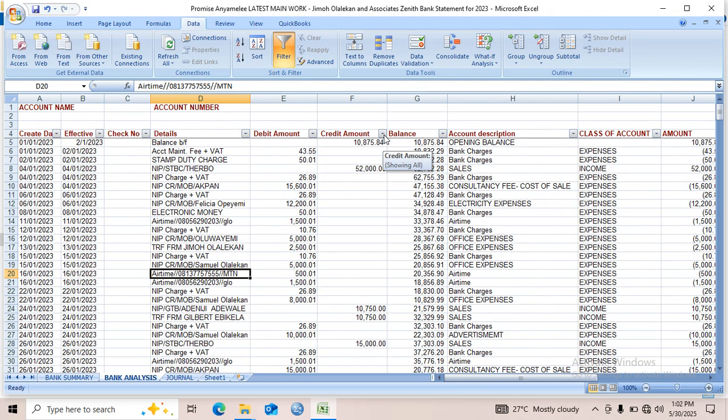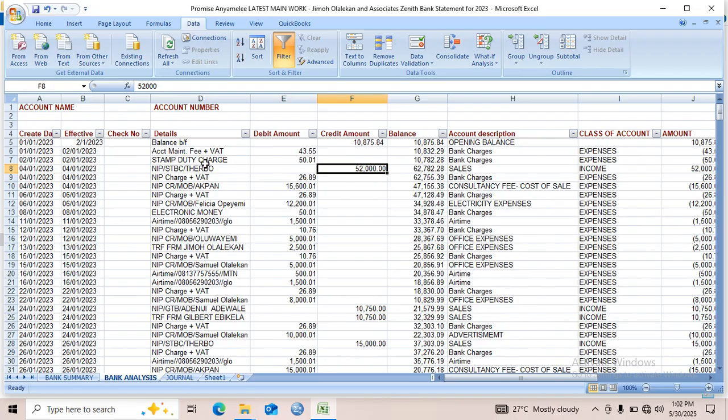So let me say 90% of it is sales and service income. Most of the things you will see on your credit side are your sales or your service income. Sometimes you can also see your capital. The money that the owner introduces to the business is capital. So that will be on the credit side of the account.